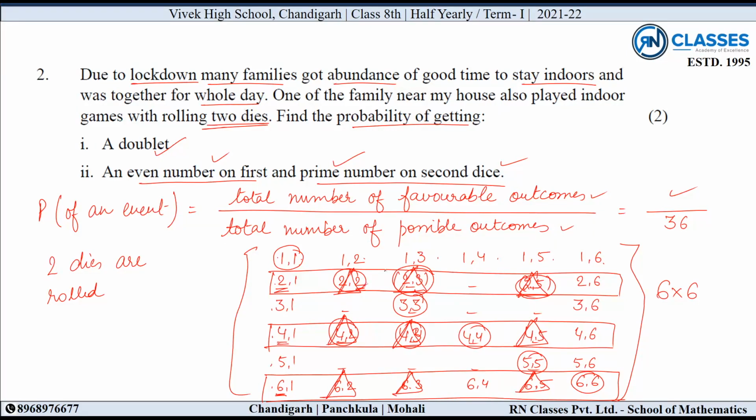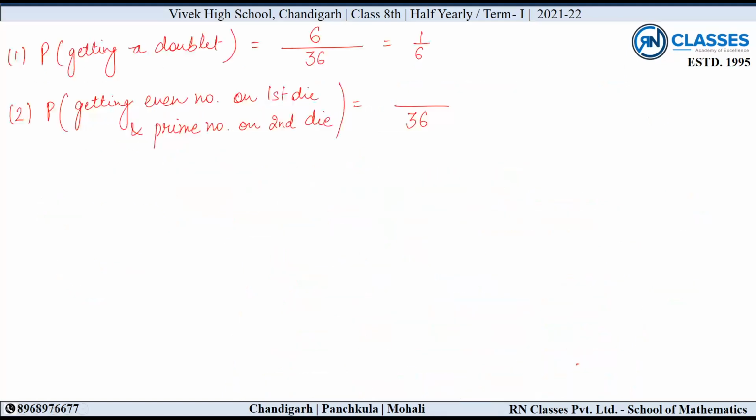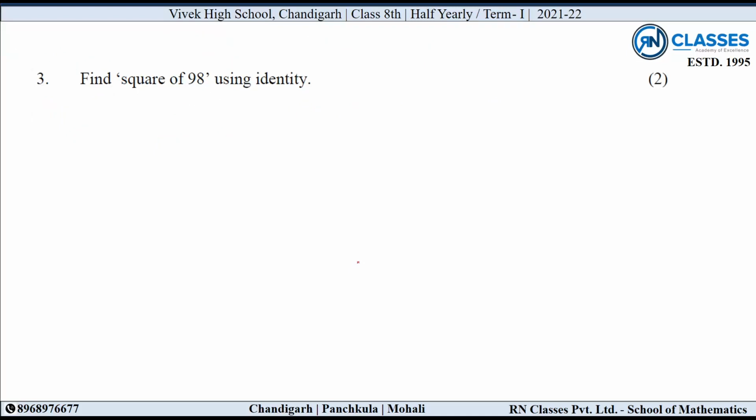So how many triangles were there? 1, 2, 3, 4, 5, 6, 7, 8, 9. 9 favorable outcomes. So 9 4s are 36. Answer is 1 by 4. समझ लो probability का question कभी गलत नहीं होगा. Right? Jumping on to the next one.